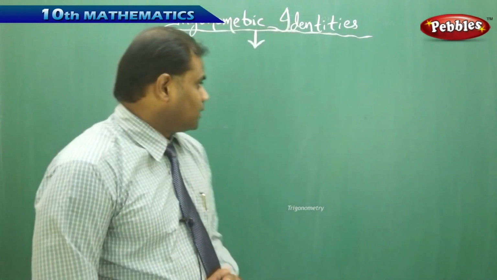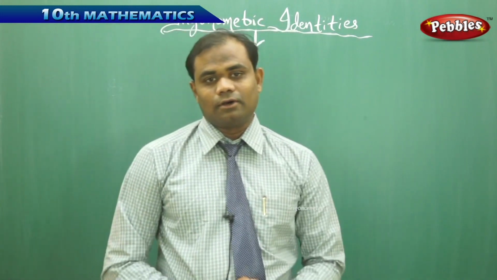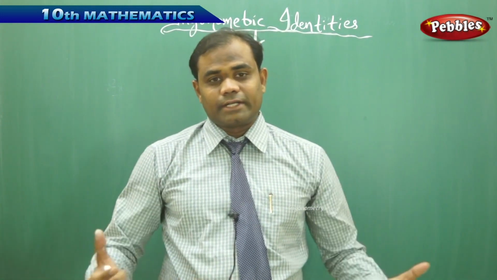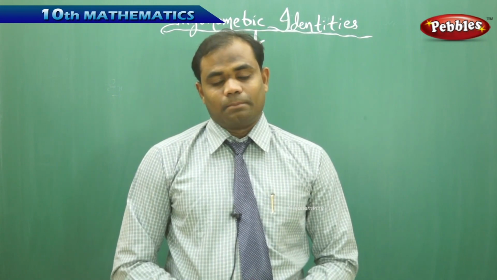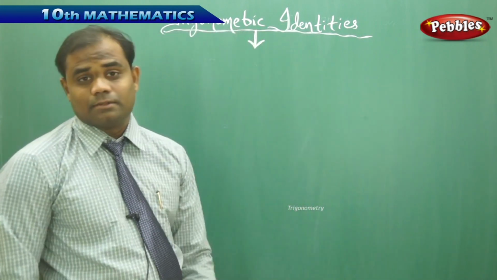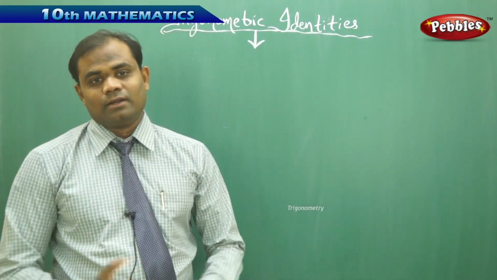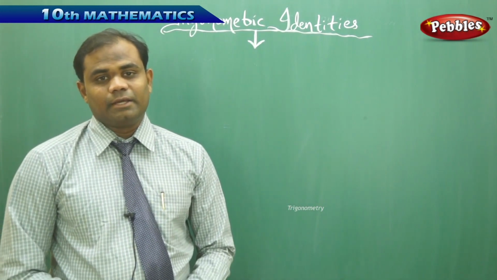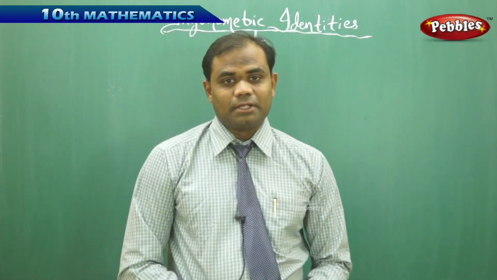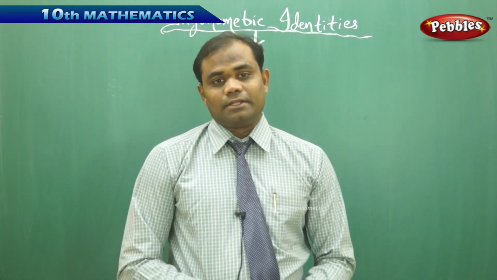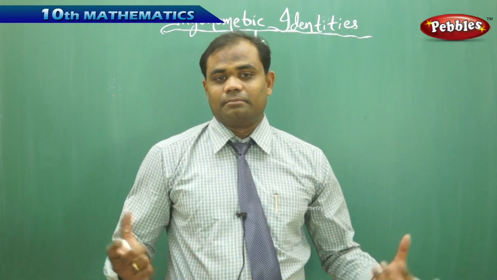So trigonometric identities is the topic of the session. So what are trigonometric identities? Or basically, what are the identities in mathematics? Say for example, I take (a plus b) whole square. We clearly identify that (a plus b) whole square is a square plus 2ab plus b square, and this holds true for any a and b.